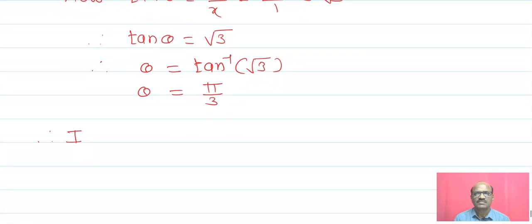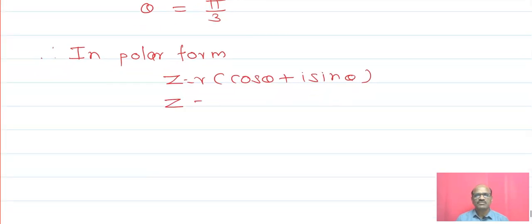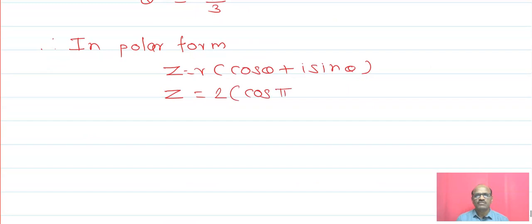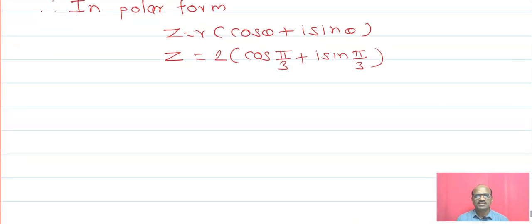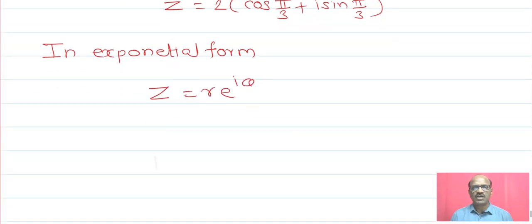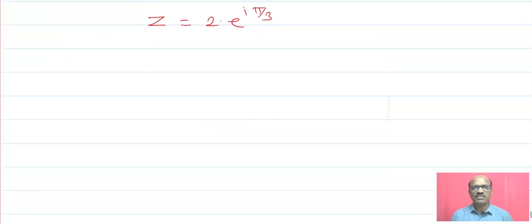Therefore, in polar form, z is equals to r in bracket cos of theta plus i times sin theta. Now substitute the value of r, that is 2 cos of pi by 3 plus i times sine of pi by 3. Therefore, in exponential form, z is equals to r into e raised to i theta, that is 2 into e raised to i pi by 3.